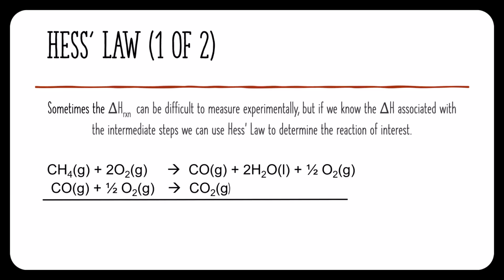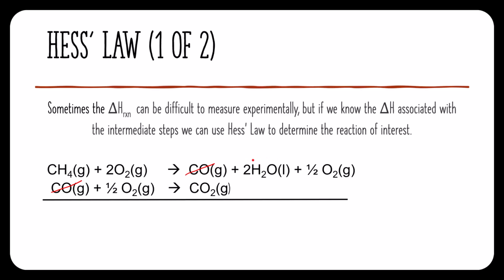Looking through these two elementary steps, I see carbon monoxide is produced in step 1. So let me see what happens in step 2. Oh, there it is. It's consumed in step 2. So that would be an example of a reaction intermediate.